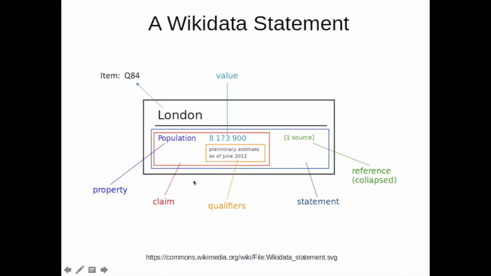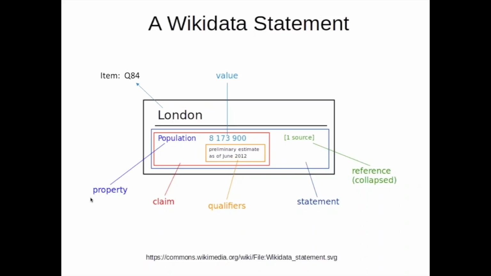And that claim comes with a context called a qualifier. So this is the preliminary estimate as of June 2012. All of that whole claim, including its qualifier, is backed by a source or a reference. Putting all that together, we have a statement about London. Something to notice here is that you could have many statements about the population of London within the system. The system isn't necessarily about representing absolute truth. It's about representing claims about the world backed by evidence that you can go back and verify.